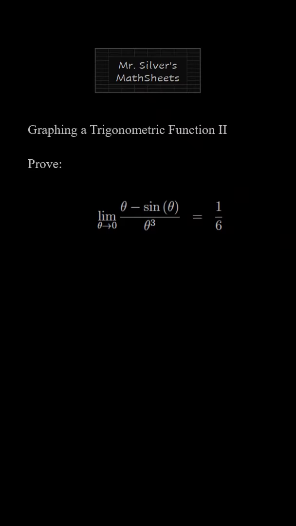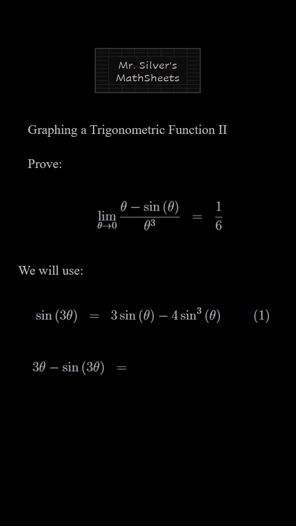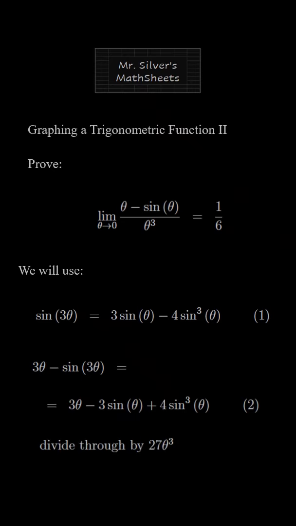And it's actually a complicated proof to do without calculus. We'll use this identity. And I'll only outline a little bit of this proof here. We subtract 3 theta from each side and then multiply by -1. And then we divide by 27 theta cubed.